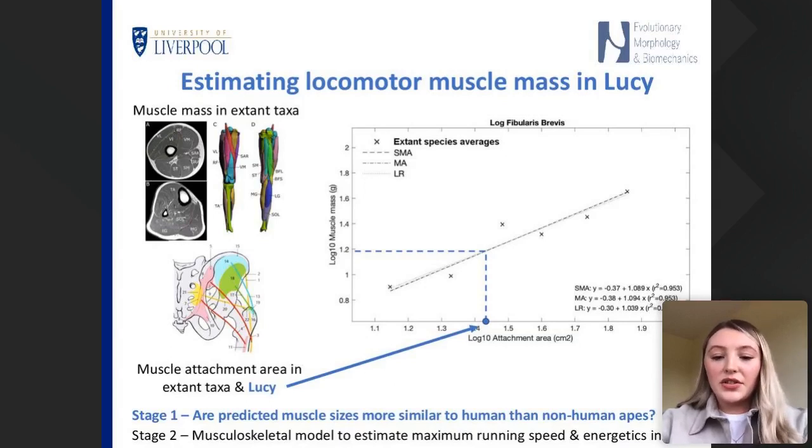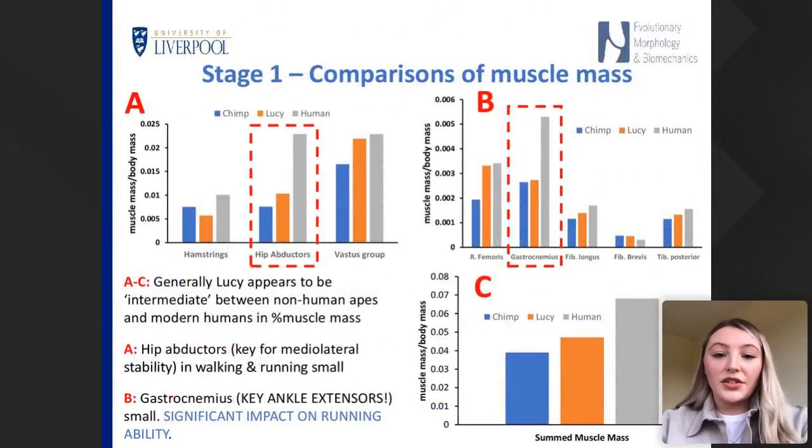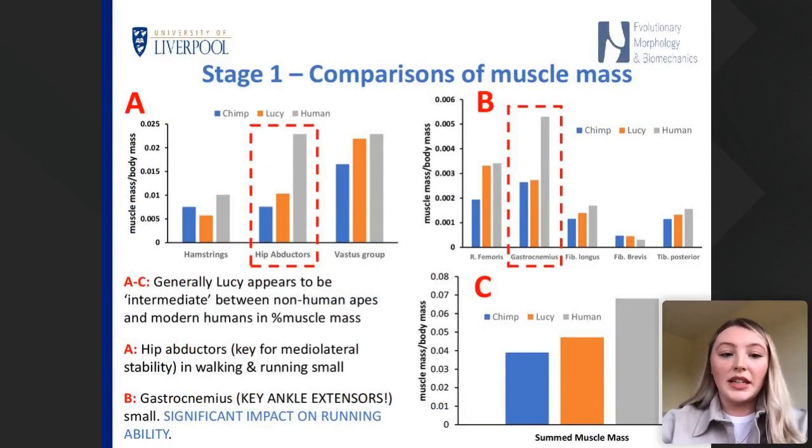I looked at nearly all the muscles in the lower limb, but the gluteus maximus and soleus were found to be statistically insignificant. So the results are seen here on this slide. Looking at the graphs, our results suggest that Lucy tends to be an intermediate between human and non-human apes in the muscle mass percentage, and it's seen most clearly in C with the sum of muscle mass. Just some points of interest.